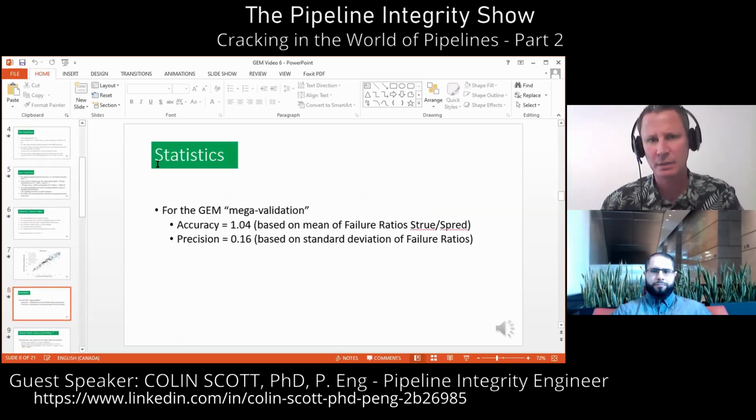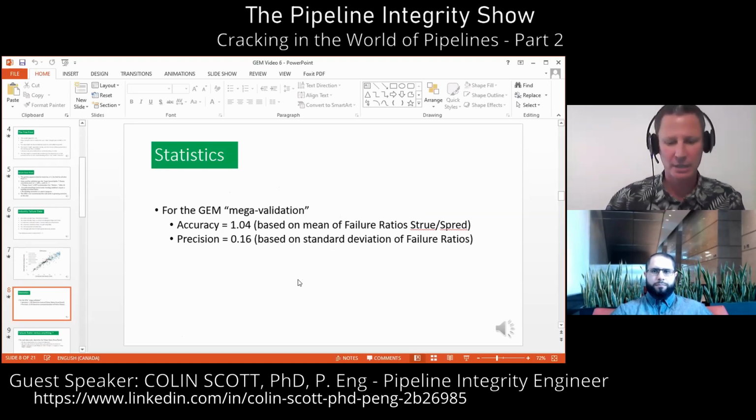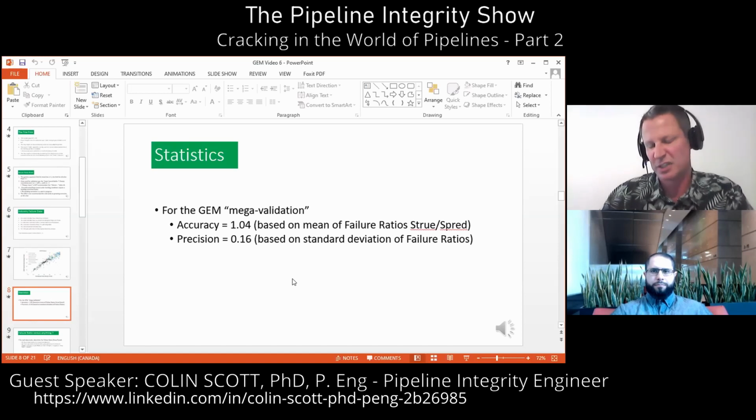Now, if you look at the statistics here, I find that overall I have an accuracy of 1.04, which means that overall with these 300 data points, I'm on average about 4% overly conservative. And that's based on doing a failure ratio where I take each one of the 300 data points, I look at its true measured failure strength divided by its predicted failure strength, and then I just pool all those together and average them. So I come up with an average of 1.04 and a precision, so really just a standard deviation of 16. Now, if you compare that to several other models on the market, you're going to find that that's good.